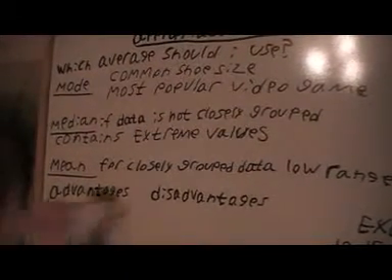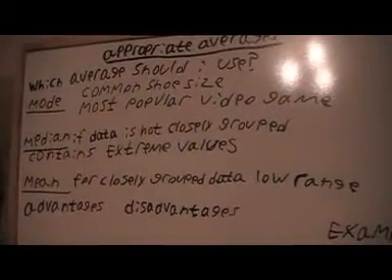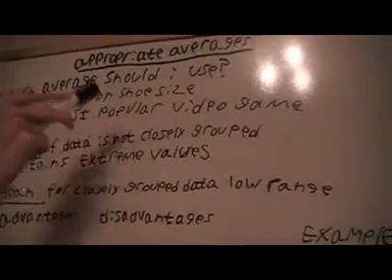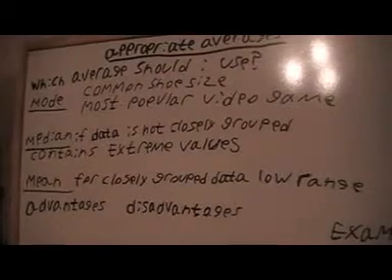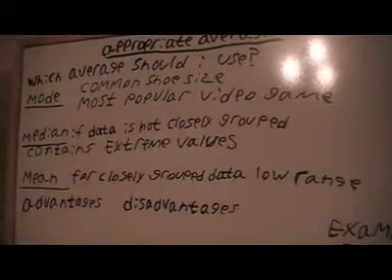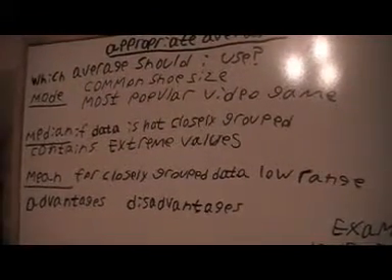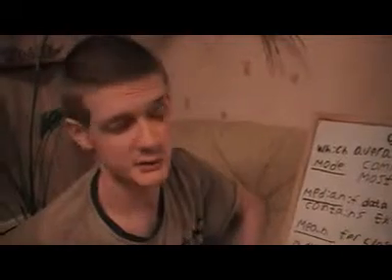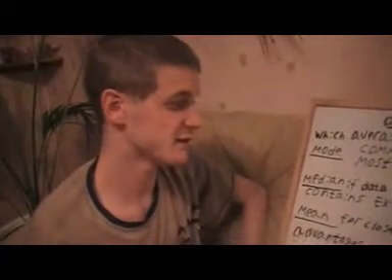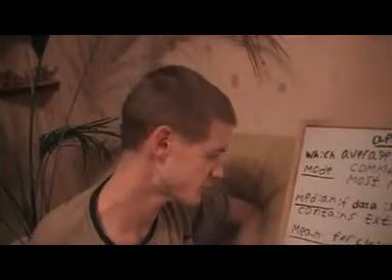And also, we want to talk about advantages and disadvantages. The advantage of the mode is it's easy to find, because you just look to see which number is the most common in your data. The one disadvantage is there could be more than one mode, or if everything's there the same number of times, then of course there isn't a mode.